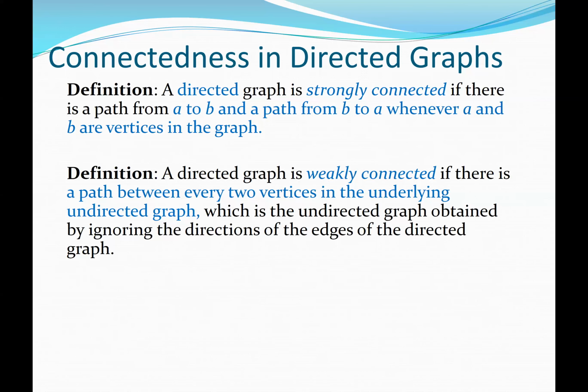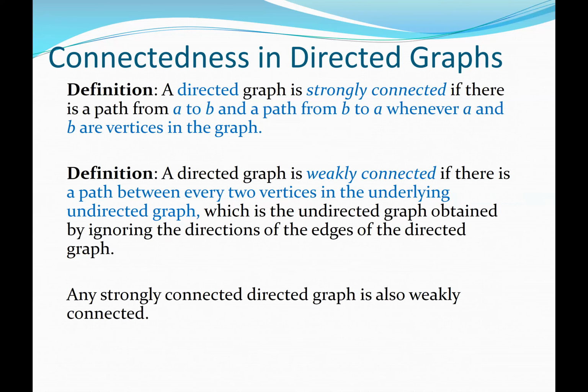So that means a strongly connected graph is also weakly connected, because if you throw away all the arrows in a strongly connected graph, it just becomes an undirected graph. So it's also weakly connected, but the reverse is not true. Okay, so strongly connected is also weakly connected, but weakly connected is not necessarily strongly connected. All right. So that's the idea.